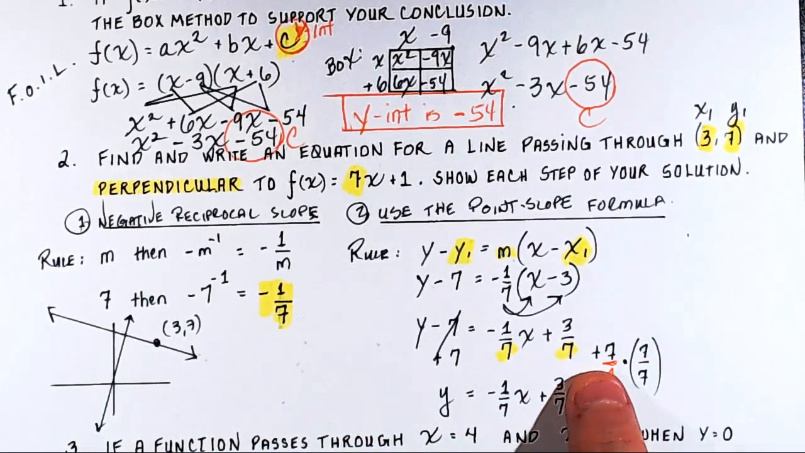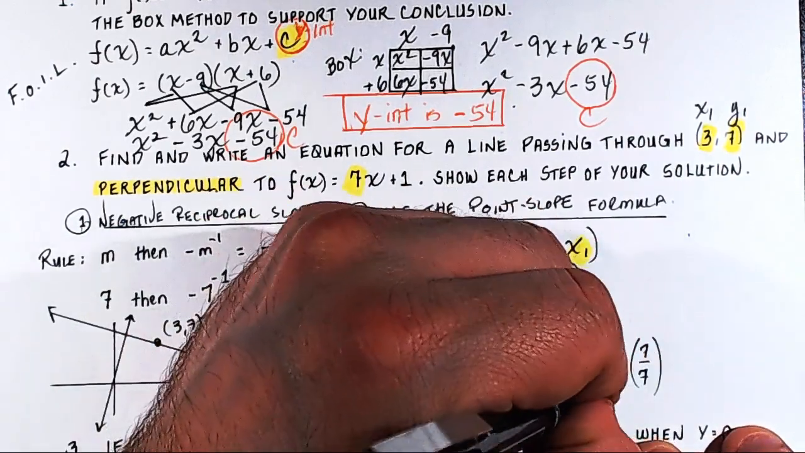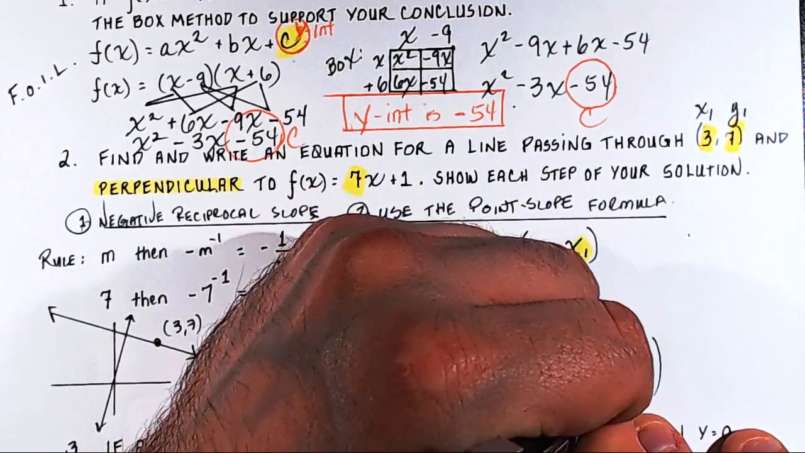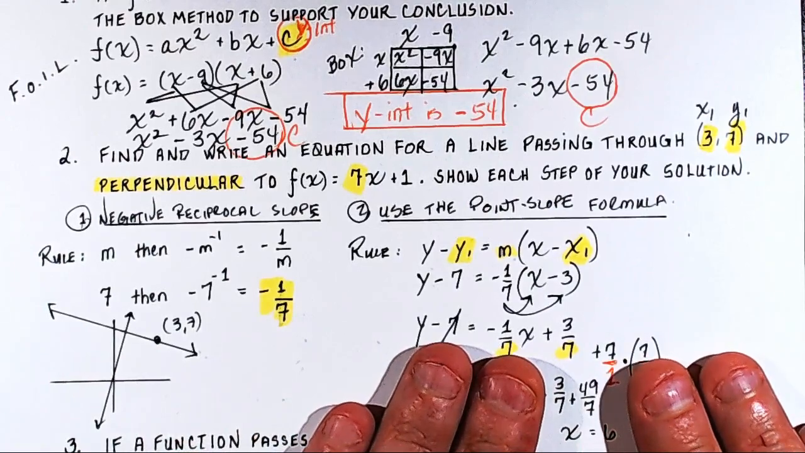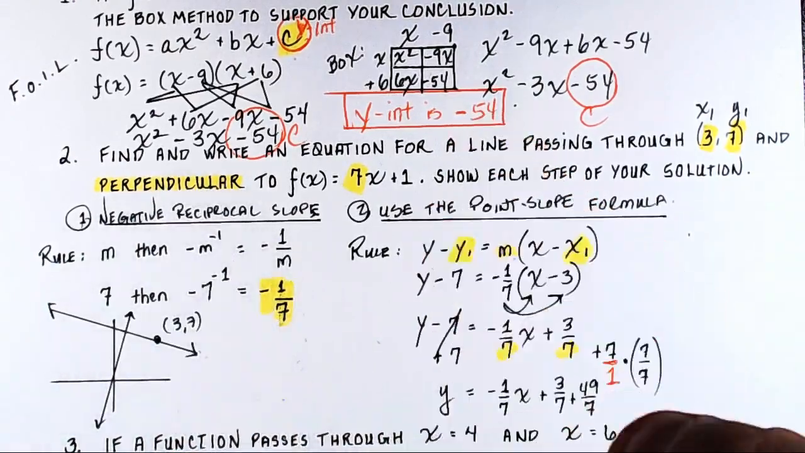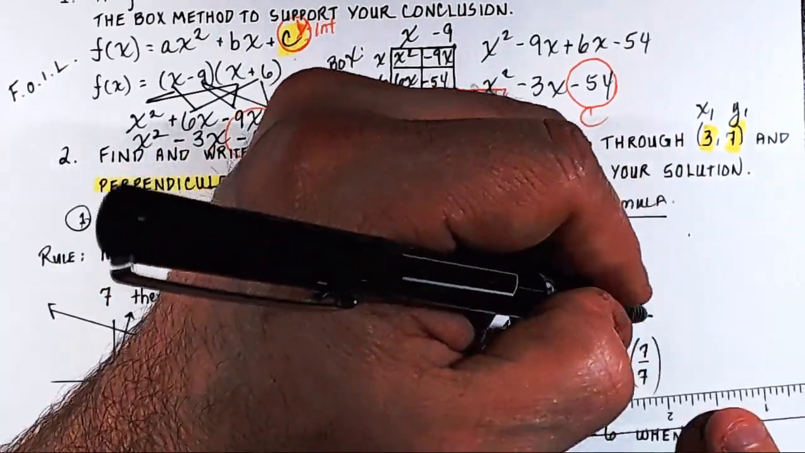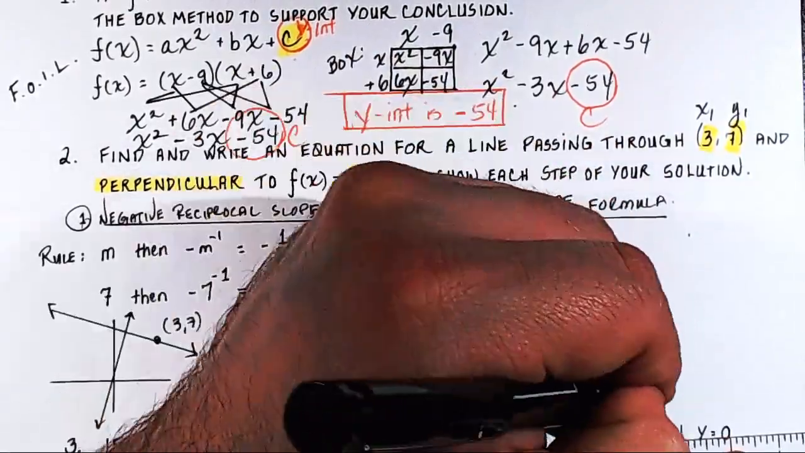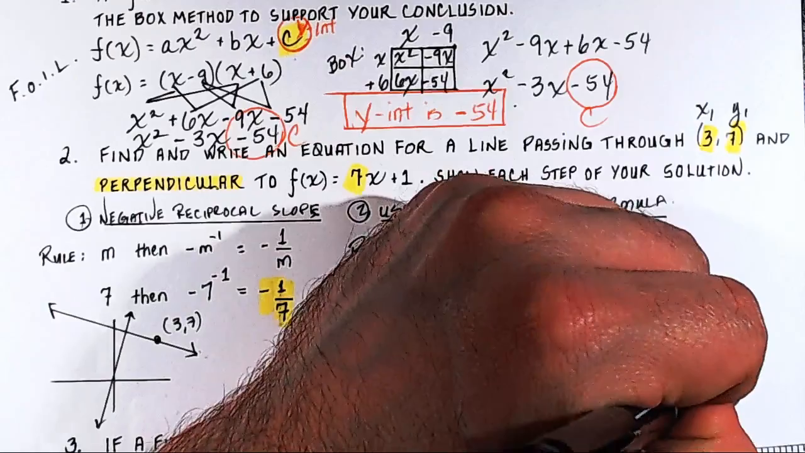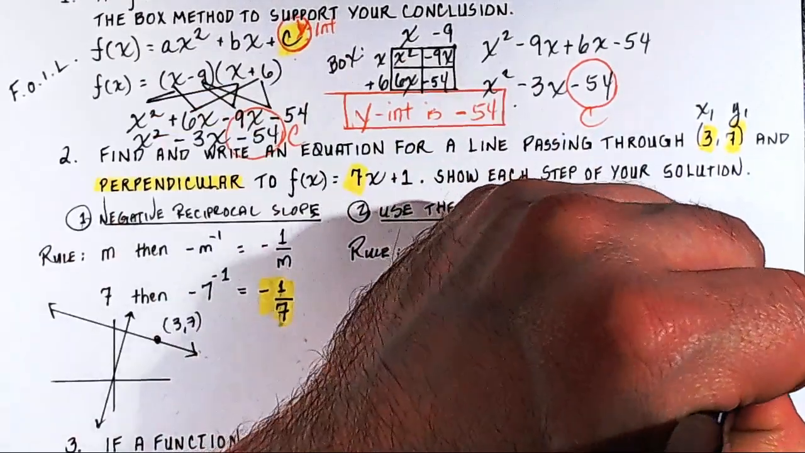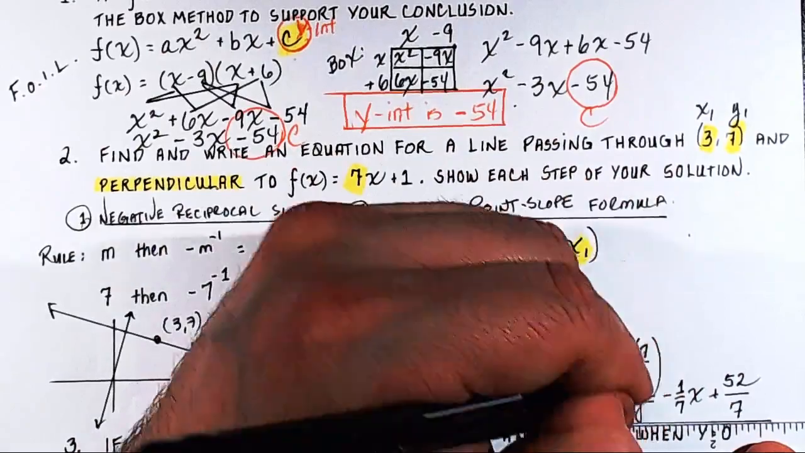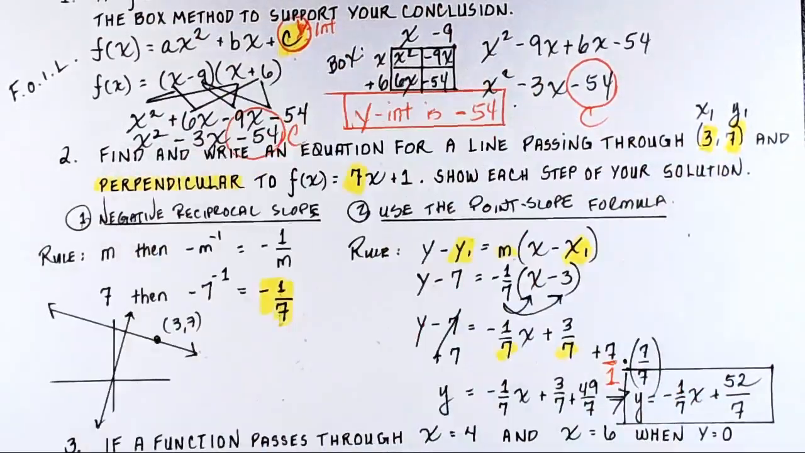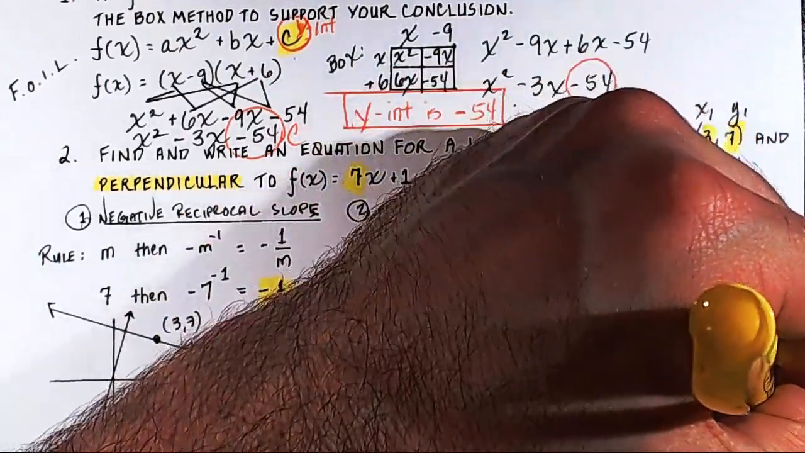That's allowed in math. So 7 times 7 is 49, 1 times 7 is 7. So I'm really adding 49 sevenths. Y equals negative 1/7 x plus 3/7 plus 49 sevenths. So I'm okay here. I just need to add 3 and 49. So 49, 50, 51, 52. Okay, so here's the answer: y equals negative 1/7 x plus 52 over 7. And there's no way to reduce that because 52 and 7 don't have any common factors. So that's your answer to number 2.